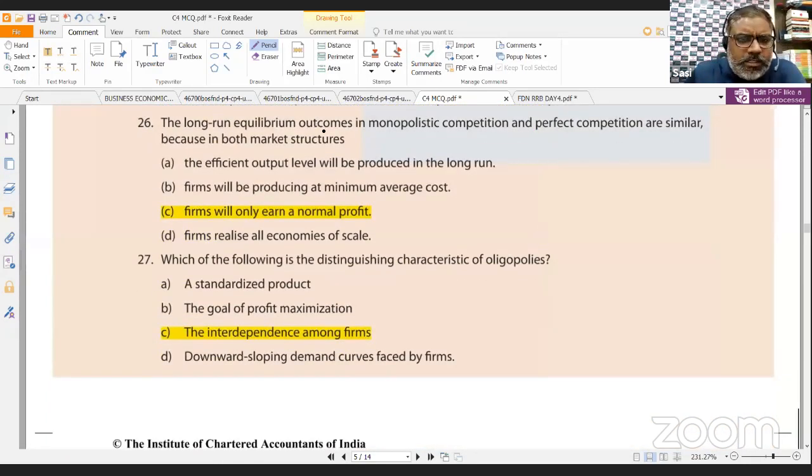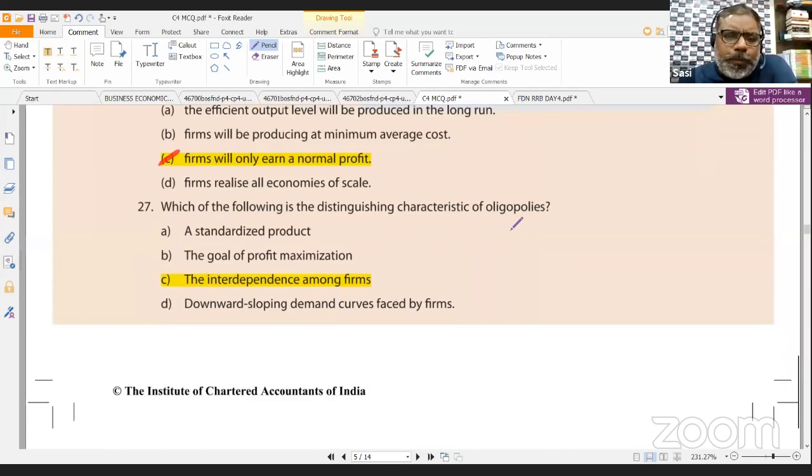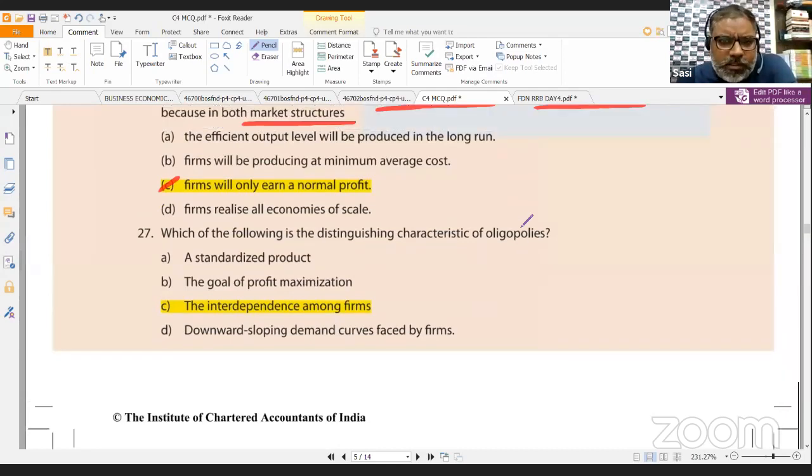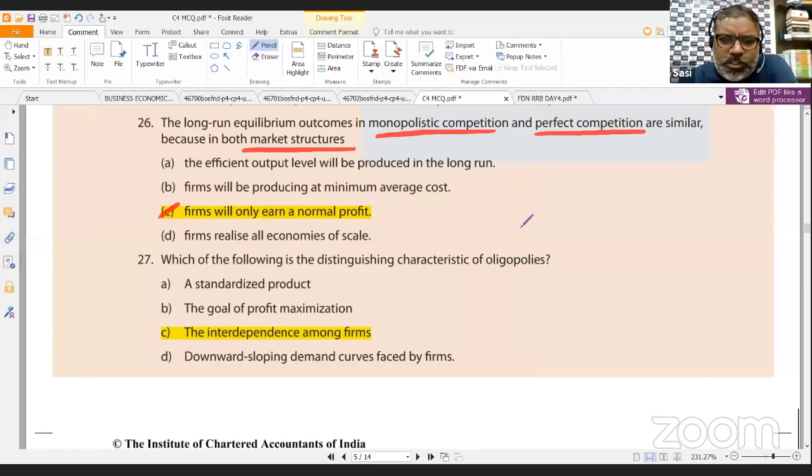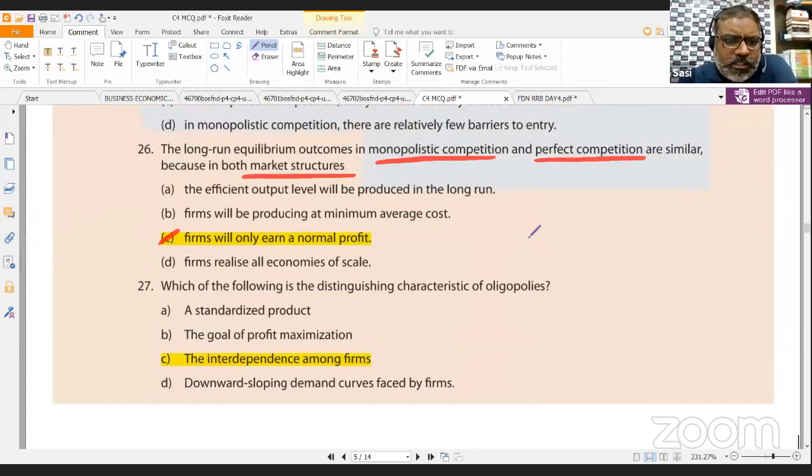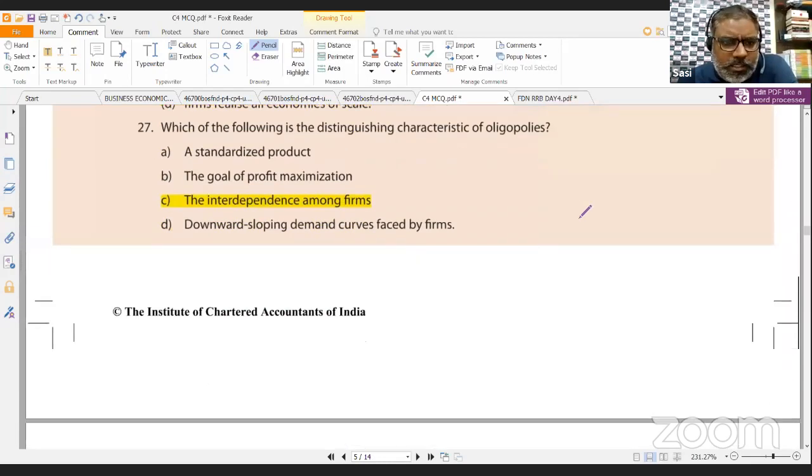Then question number 26. The long run equilibrium outcomes in monopolistic competition and perfect competition are similar. Perfect competition and monopolistic competition, long run outcomes are similar. Because in both market structures, the firms can only earn a normal profit. In both cases, the firms cannot earn a supernormal profit. Long run outcomes are similar in both cases. Only which type of firm can earn supernormal profits? Only monopolies can earn supernormal profits in the long run, whereas perfect competition or monopolistic competition can earn only normal profits. That is why for question number 26, the answer is C.